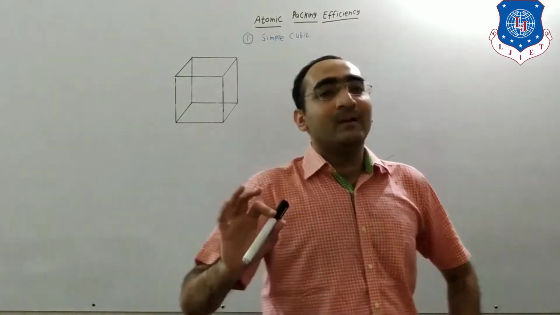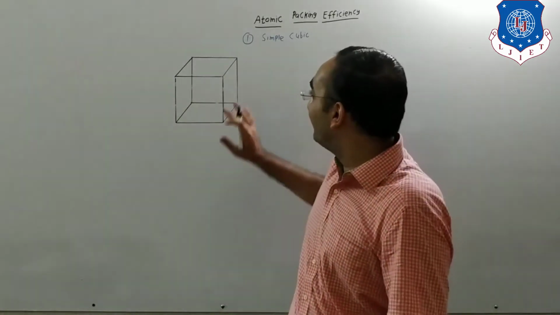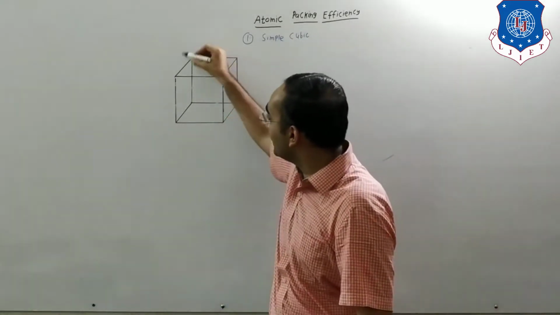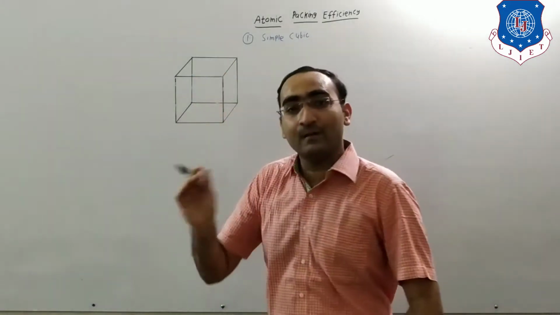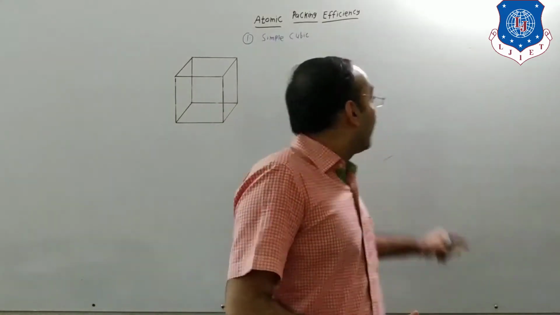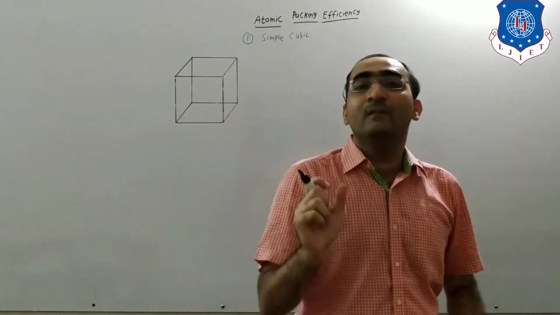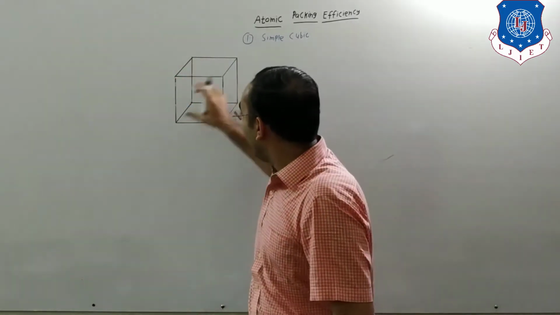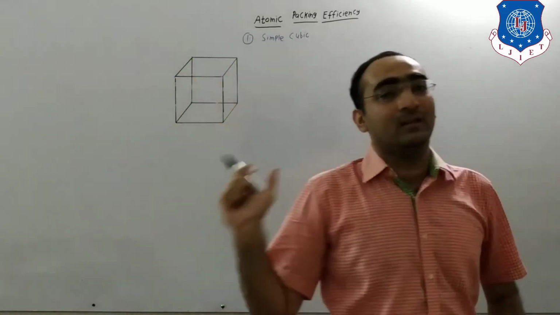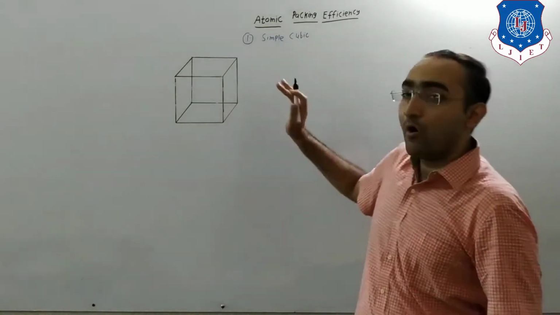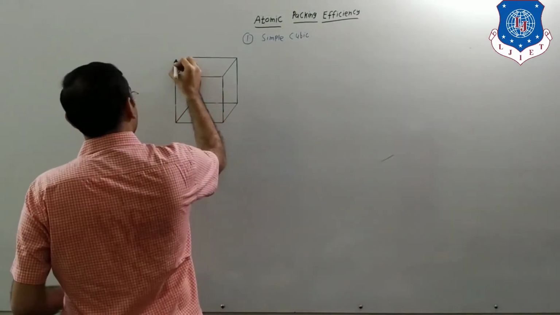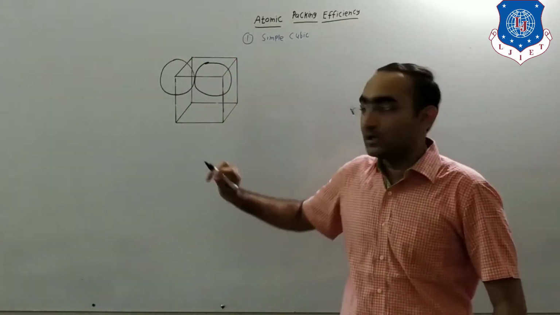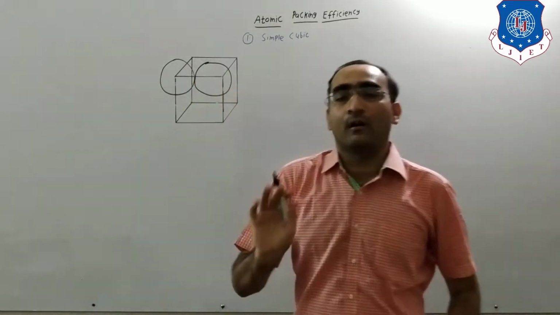Now what do you mean by simple cubic? We all know that atoms are located at the corners of the cube. That means at each of the 8 corners, atoms are located. But for the calculation of atomic packing efficiency, we will not take all of them, because showing all the atoms would make the figure clumsy. So we are taking only two atoms at two corners.